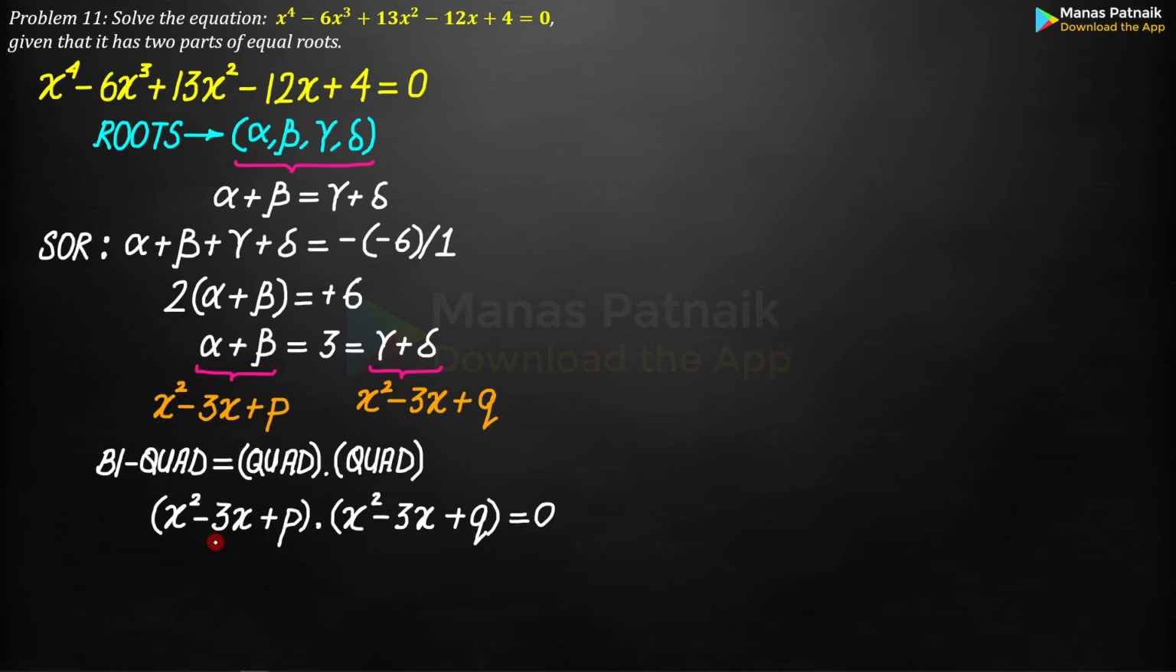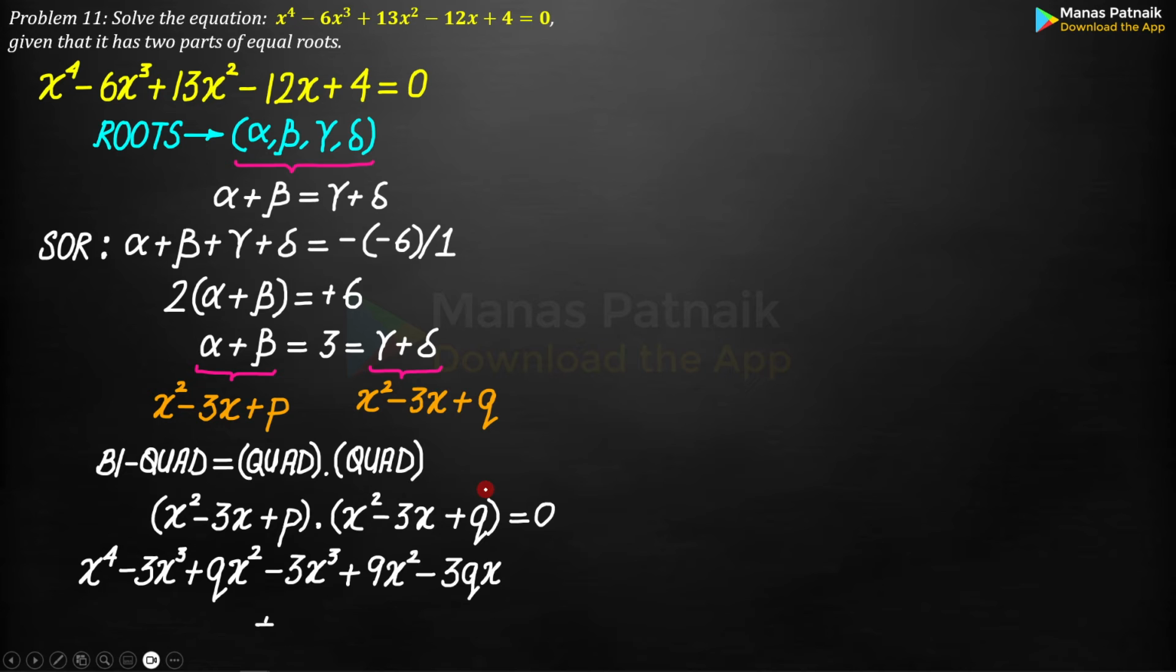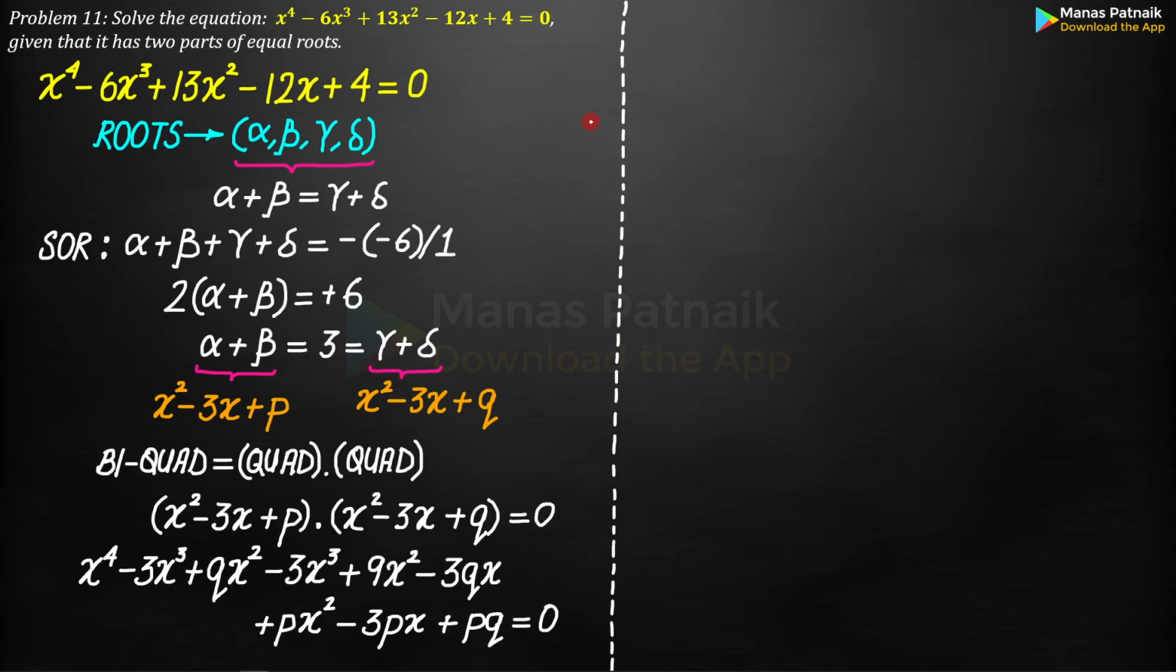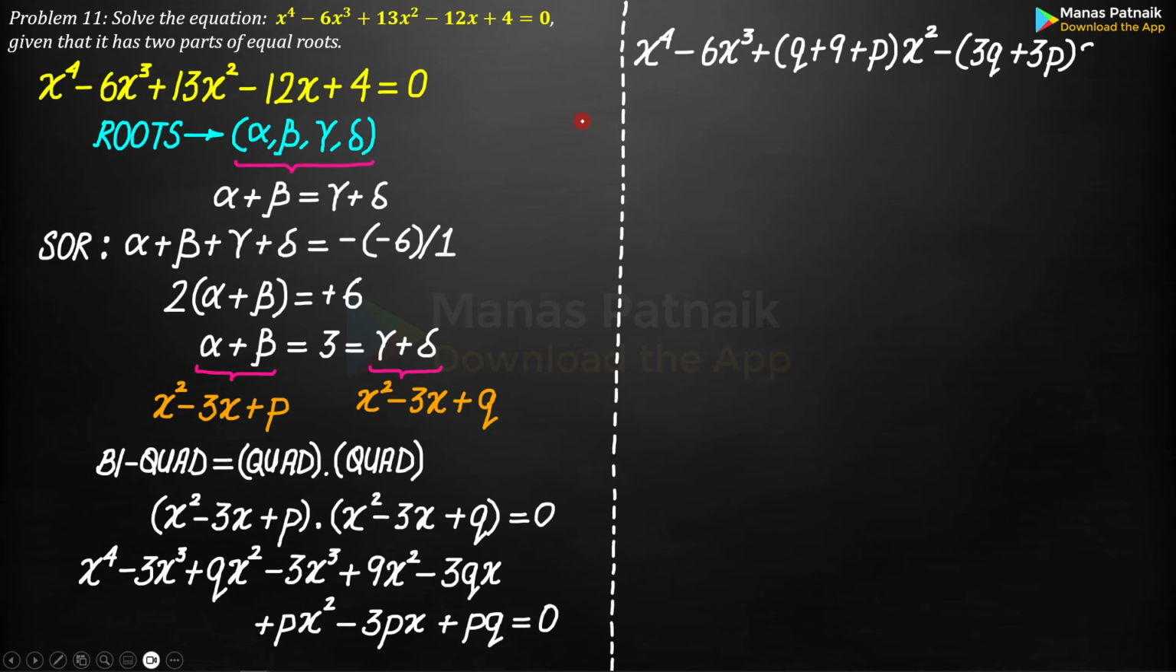I am going to multiply them with each other. Now x square into x square, into 3x, x square into q. Just do the math. You know all of these things. Expand. You've got to be very focused when you do these things. Okay. Now collect the terms with same powers. Like x to the power 4 is alone. 3x cube and 3x cube will become minus 6x cube. Okay. Just write it down.